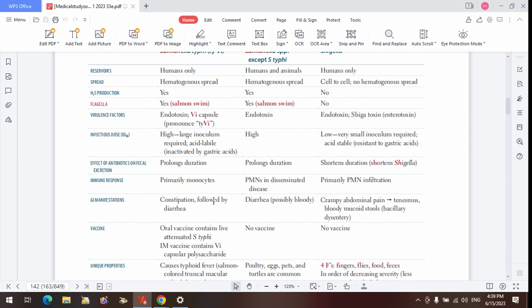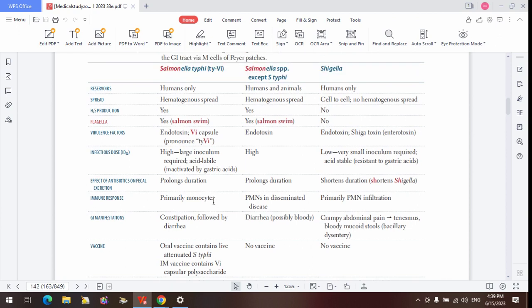That's that about Salmonella typhi. They proliferate within those macrophages and they travel around the body. So they can go to different parts. They can go to the liver, they can go to the gallbladder, they can go to the brain, they can go anywhere, because of the fact that they are engulfed by those monocytes.